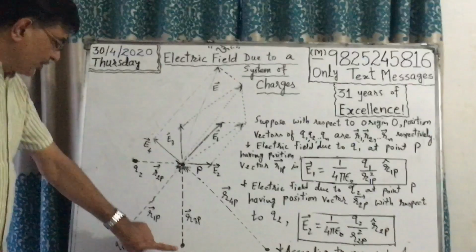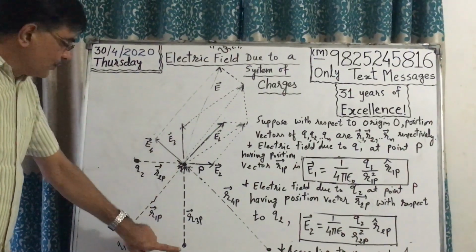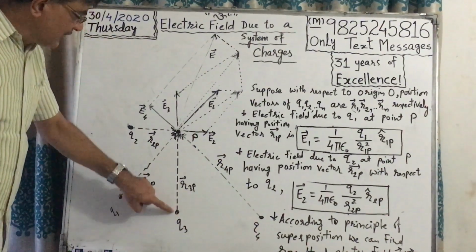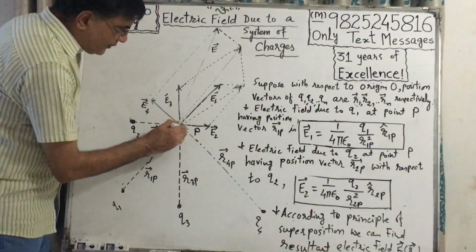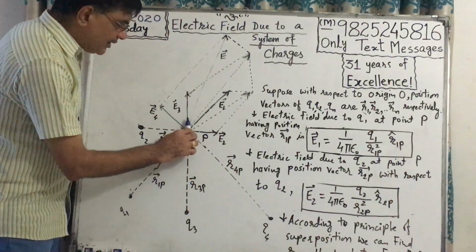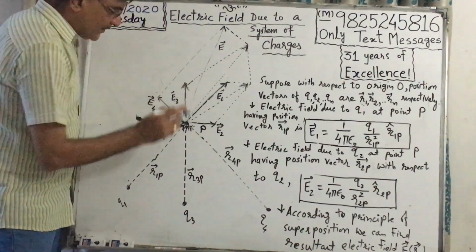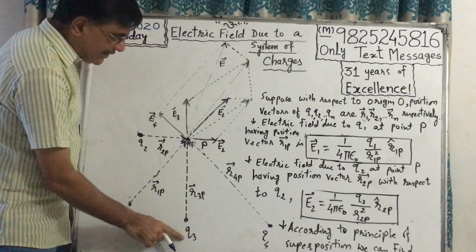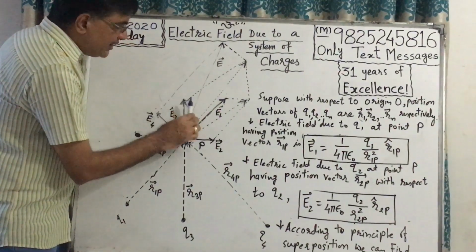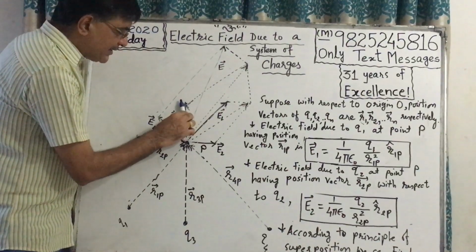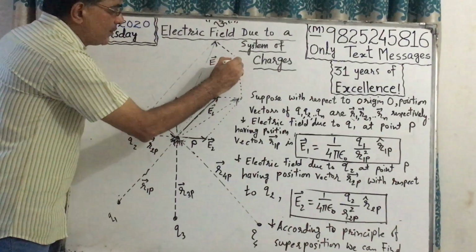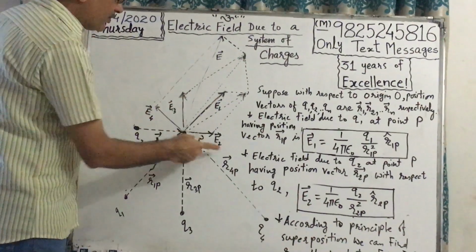Now comes E3, that is the electric field intensity due to Q3 at point P, which has position vector R3P with respect to Q3. If I put here a unit positive charge, this Q3 will offer a repulsive force. So this is E3, the electric field intensity at point P by Q3. Now this is the sum of E1 plus E2. I have to add E3 to it. So draw a parallelogram having adjacent sides this and this, this parallel to this, parallel to this. This diagonal gives us the vector sum of E1, E2 and E3.